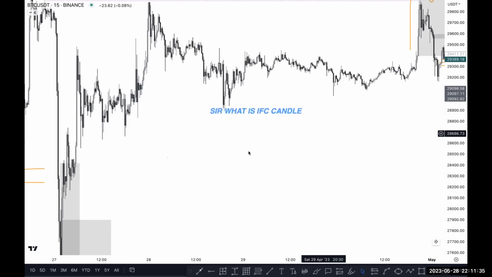What is IFC candle? I mentioned IFC candle in the ebook. So you can study it again: which candle taken out the liquidity, which candle taken out the main high liquidity. Okay, means sweep in the candle. Yes, sir.